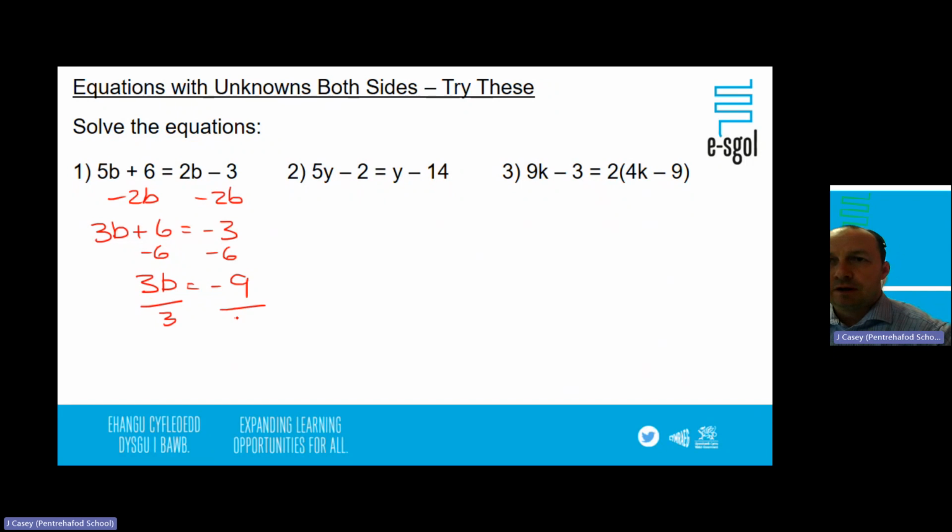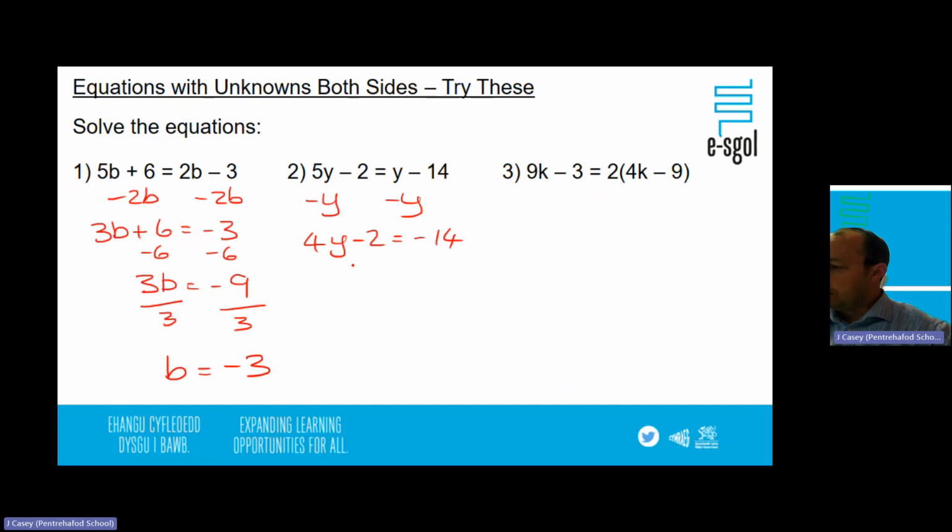Divide by 3, divide by 3. The value of b is minus 9 divided by 3, which is minus 3. This one. So I've got a 5y and just a y. Remember, y on its own is 1y, so I'm going to take away y or take away 1y both sides. That gives me 4y minus 2 equals minus 14.